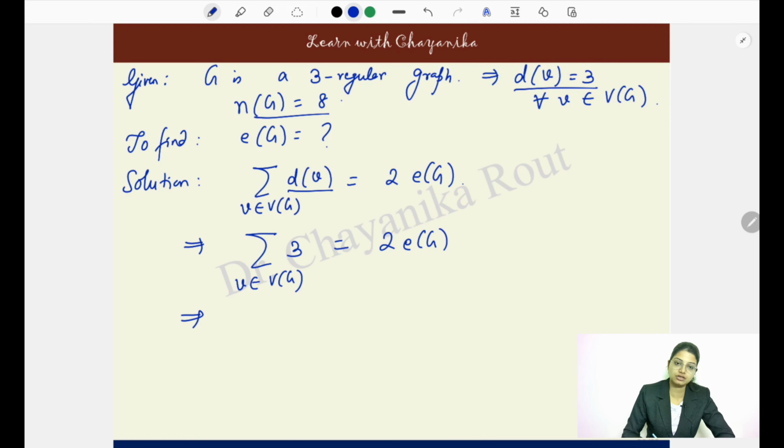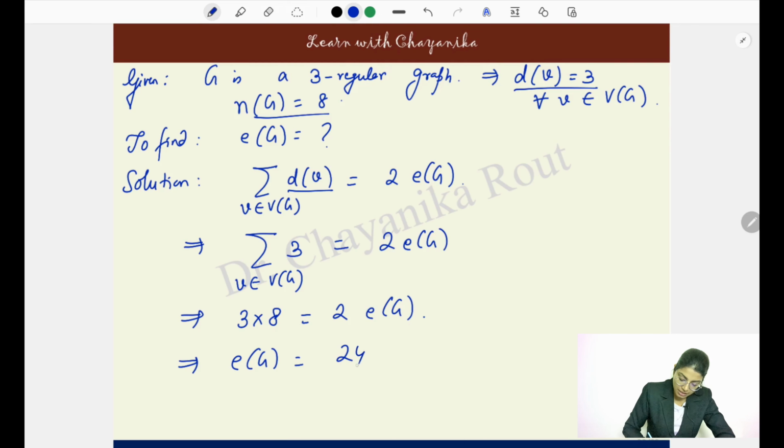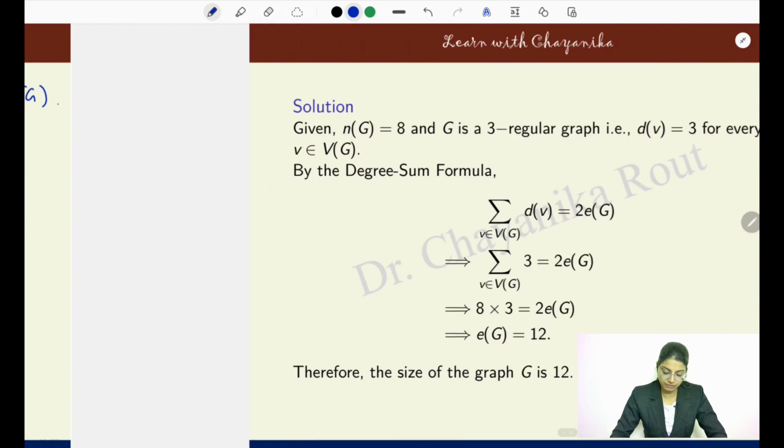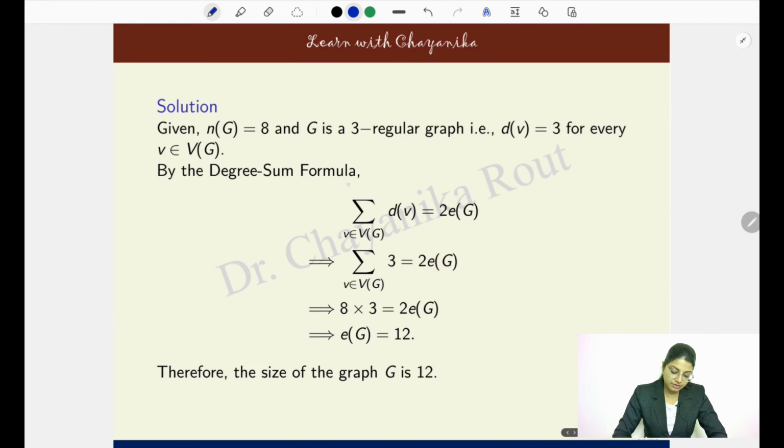Order is 8, so there are 8 vertices. So this summation goes 8 times. So we are adding 3 plus 3 plus 3, 8 times. So that is 3 multiplied by 8 is twice the number of edges. It gives us the size of the graph as 24 by 2, that is 12. So this is the answer to the problem, that the size of the graph is 12. Let's see the solution. Here we have applied the degree sum formula. Degree of every vertex is 3. Summation runs for 8 times because there are 8 vertices in the graph. So we get 24 as twice the number of edges. So the number of edges is 12.